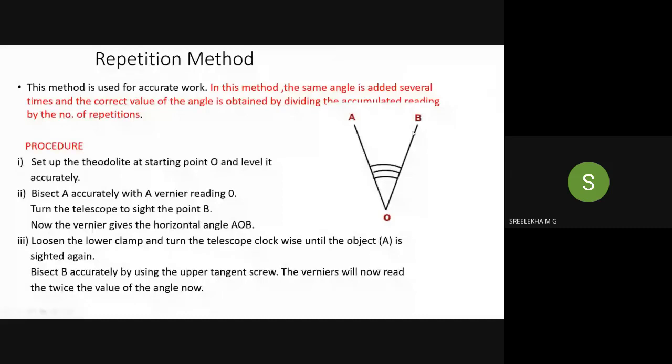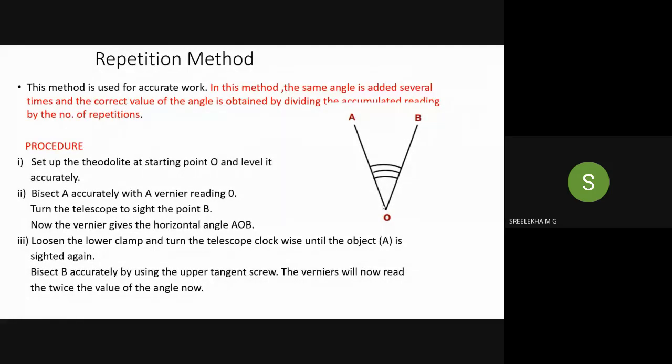A and B, you have to find the angle included between A and B with O, which is the instrument station. So you are finding angle AOB. What is the procedure or principle of the repetition method?